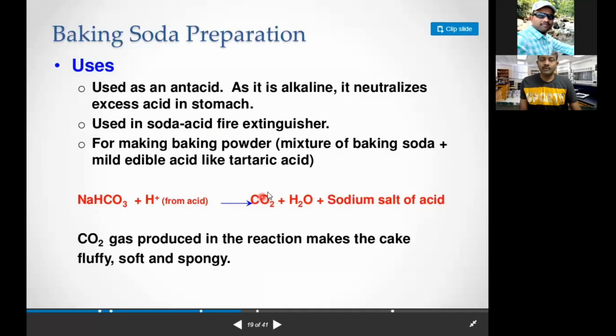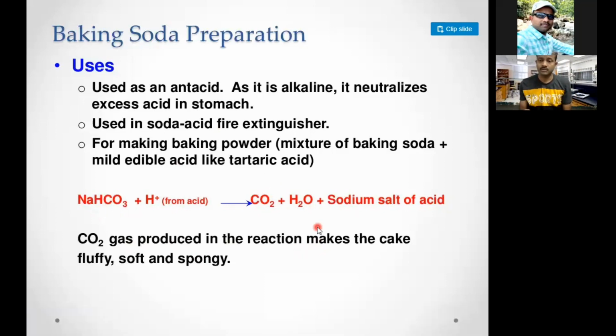The CO2 gas produced in this reaction, when it is released from the cake, will form some pores in the cake. In the place of CO2, air will come up, right? Suppose you are making dough. We take some maida powder, right? You add some salt and some baking powder, and you make one dough, right?